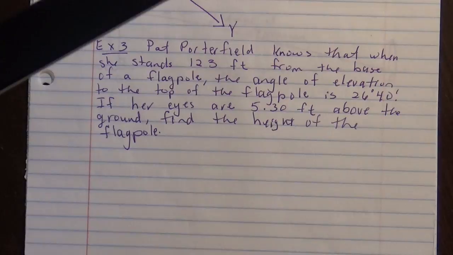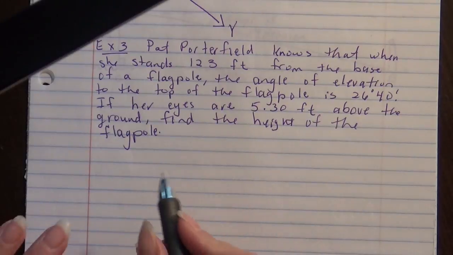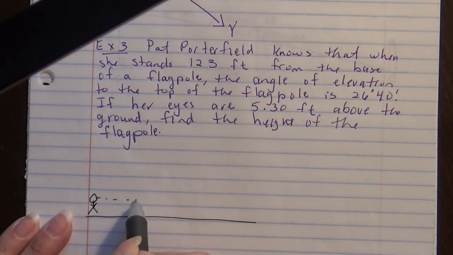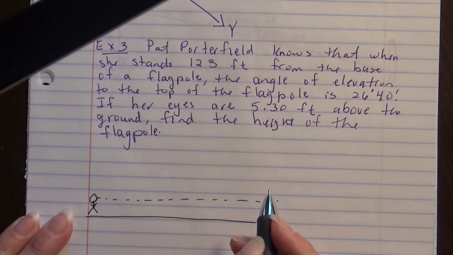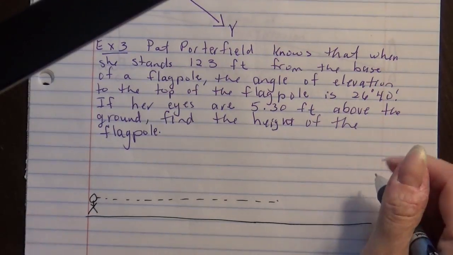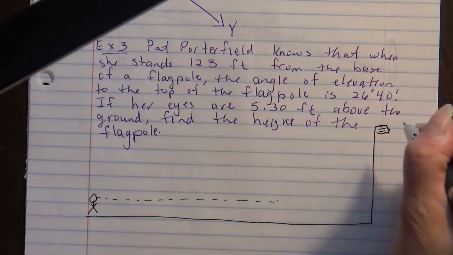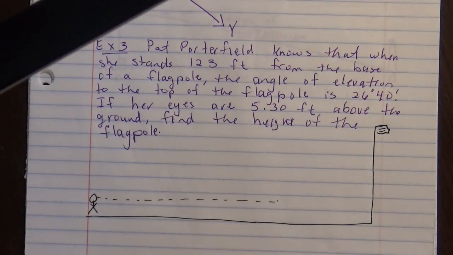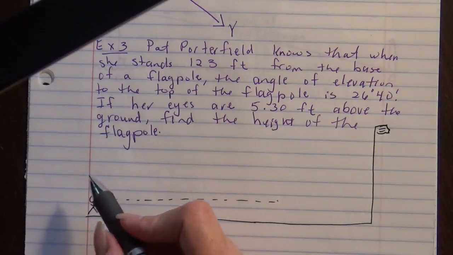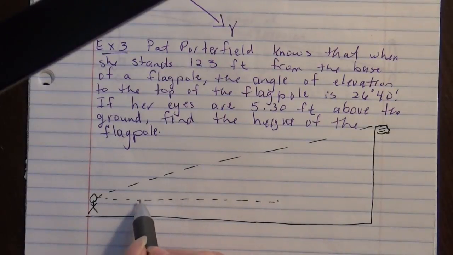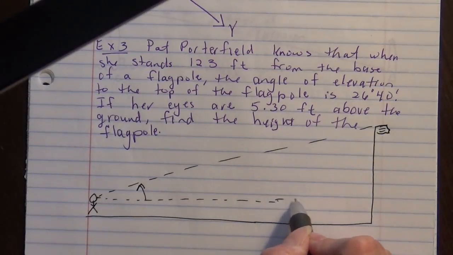So we're going to draw Pat. Let's draw the ground, and we'll draw Pat standing on the ground. I'm just going to draw a stick figure. This is her line of sight this way. And there's a flagpole over here. So I'll draw it, and here's my flag. Here's her line of sight, but if she looks up at the flagpole, we create an angle of elevation from her line of sight. This is the angle of elevation.